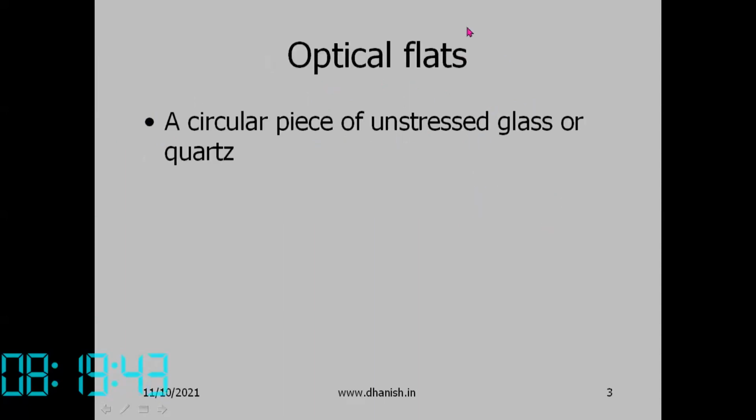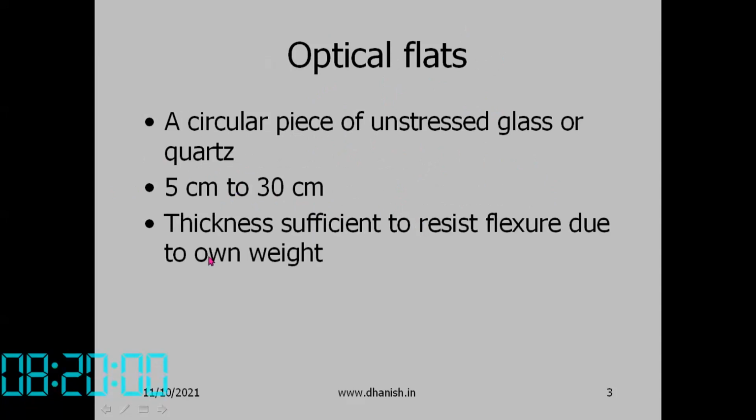So the basic tool we use to check gauge blocks is the optical flat. It is a circular piece of unstressed glass or quartz, the material can be these two, approximately 5 centimeter to 30 centimeter in diameter, and quite thick, not very thin. It is thick enough to resist flexure due to its own weight. Okay, maybe 15 to 20 mm.